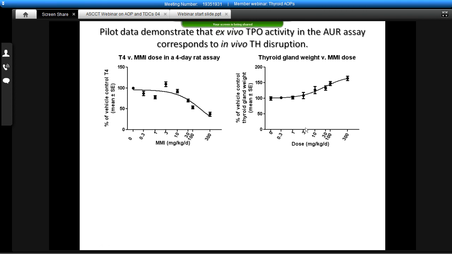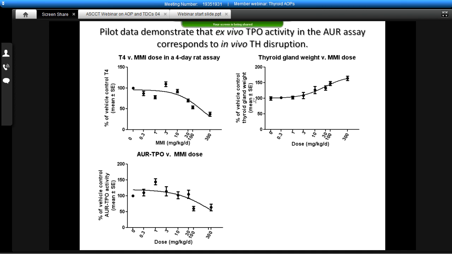On the right, I'm showing thyroid gland weight versus methimazole dose. And on the y-axis is just percent of control thyroid gland weight. And you can see with increasing methimazole dose, there's increased gland mass. This is really due to hyperplasia that develops in response to the decreased T4 and T3 from methimazole exposure. Now I'm showing you on the bottom Amplex UltraRed thyroperoxidase inhibition activity in the thyroids from these animals. So this is the ex vivo thyroperoxidase inhibition data.